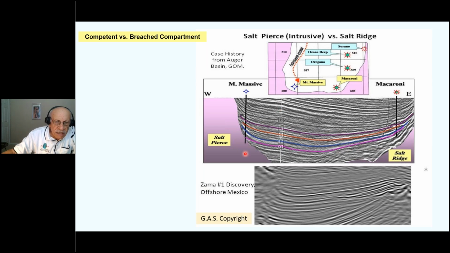The story is, that's going to come in the course as well. The salt timing, the salt intrusive timing. By the way, this is in the Gulf of Mexico here in Auger Basin. Over here, this is Zama, the discovery offshore Mexico. And they have a little similarity here if you look at it. You see that beauty of the seals. See that pinch out and the seals. He didn't see it. Same thing here.